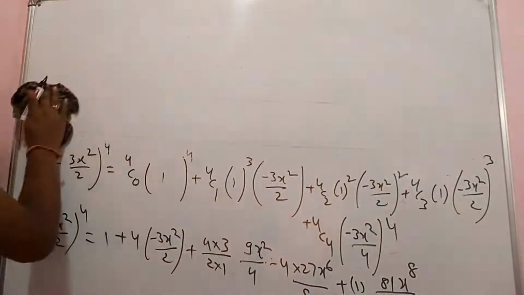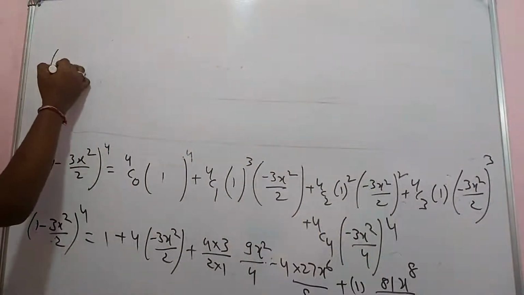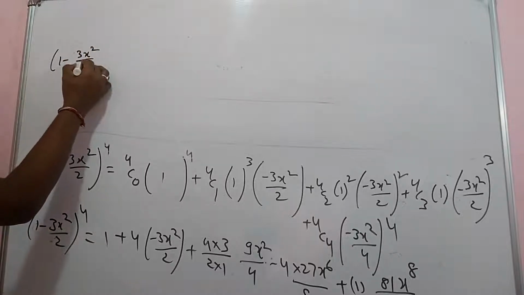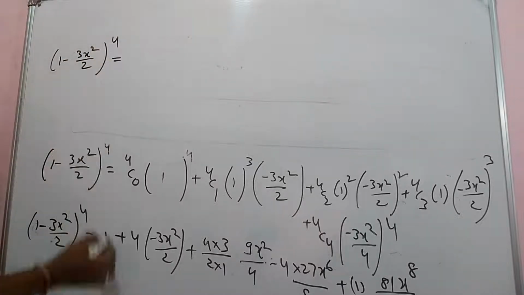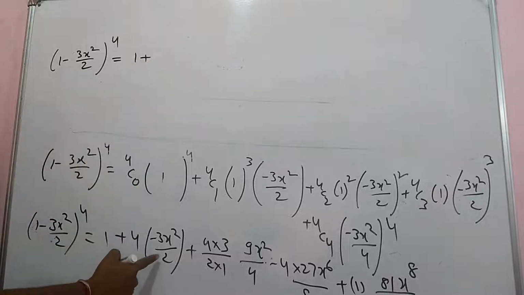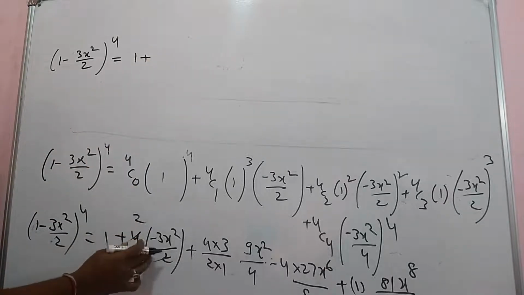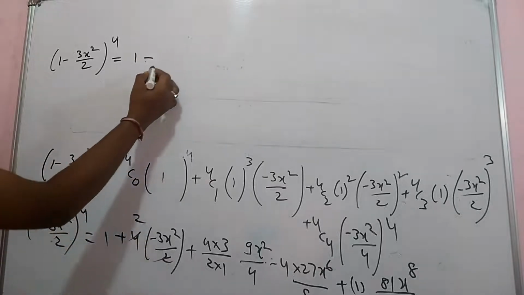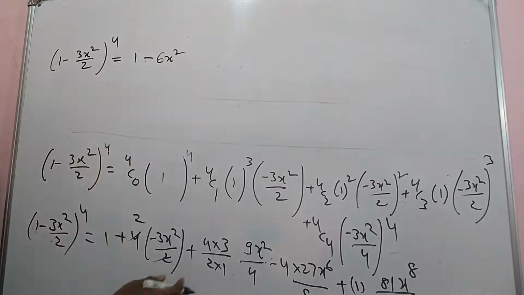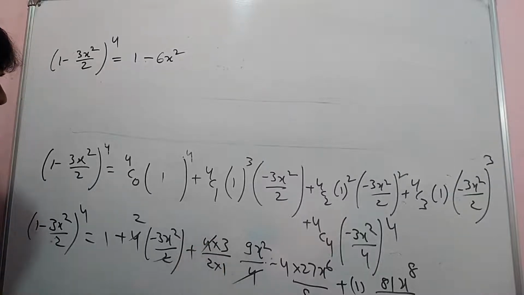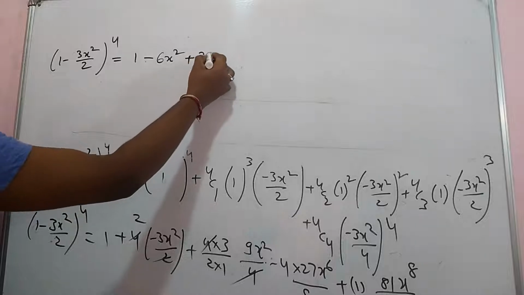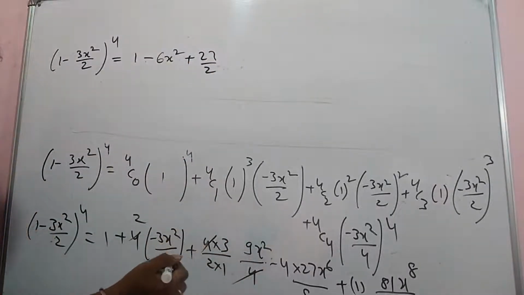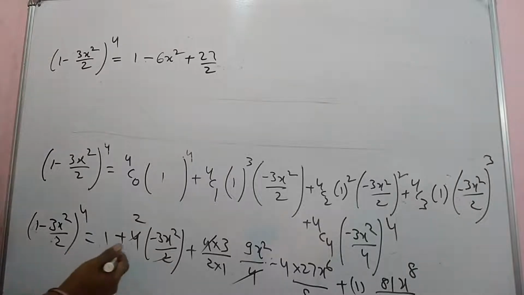So finally you can write the expansion of (1 - 3x²/2)⁴ as 1 plus, this is 2 1s are 2, 2s cancel, plus into minus, so minus, I can write 3 2s are 6, 6x². Okay. And here 4 4s get cancelled and then 3 9s are 27 by 2, and you get x square, correct?